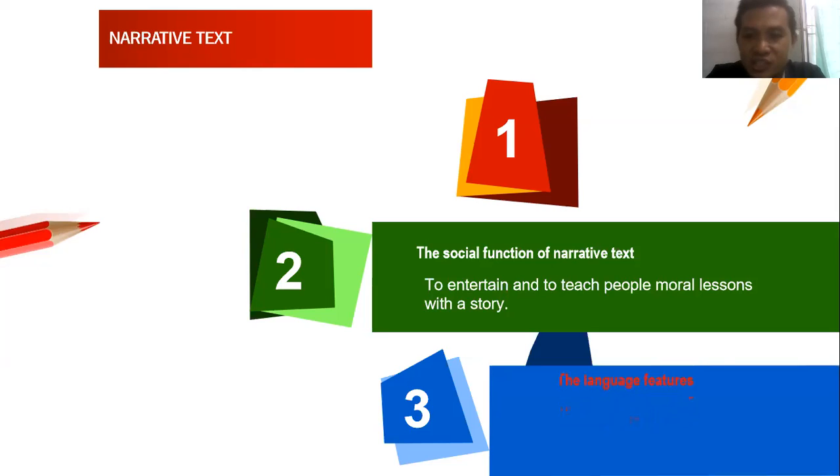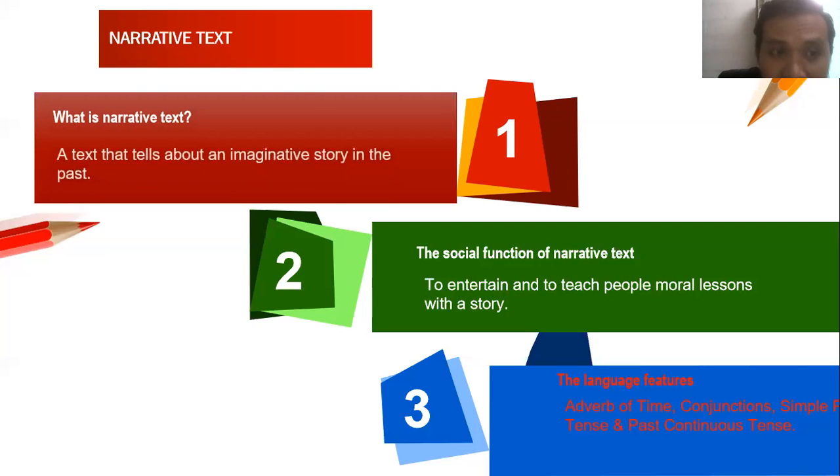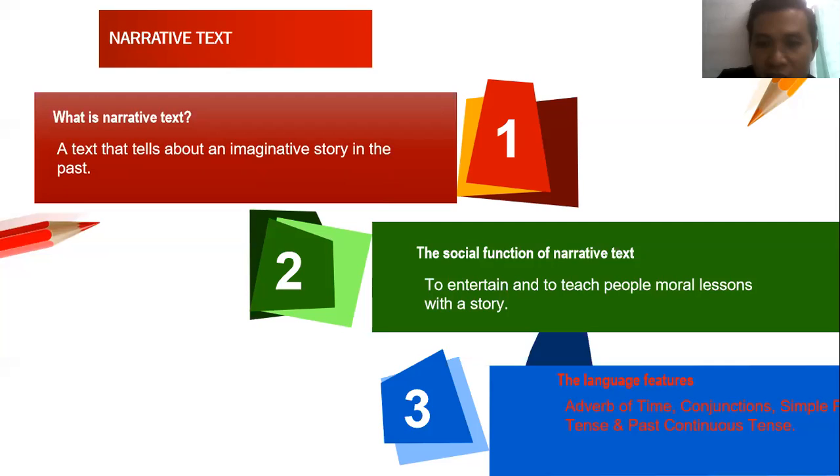Next is the language features when you are writing a narrative text. What are the language features involved? Apa ciri-ciri kebahasaan dari narrative text? We have to use adverb of time, keterangan waktu, and conjunction, kata penghubung. First, we have to use simple past tense or past continuous tense. So what is narrative text? Like we said in the beginning, narrative text is a text that tells about an imaginative story in the past. The social function is to entertain or to teach people a moral lesson with a story.